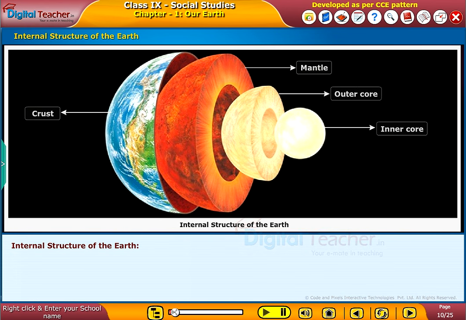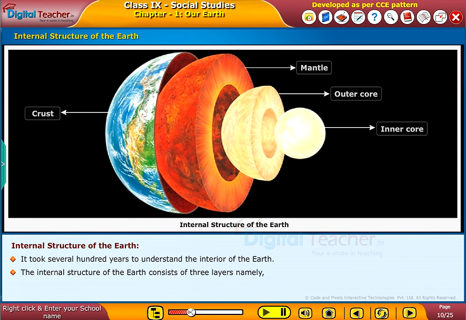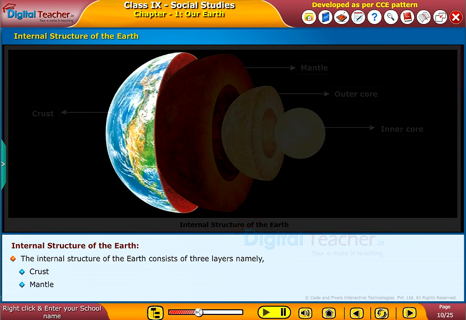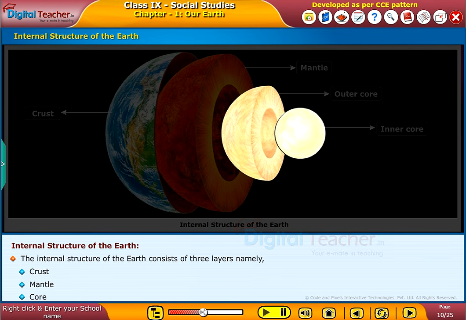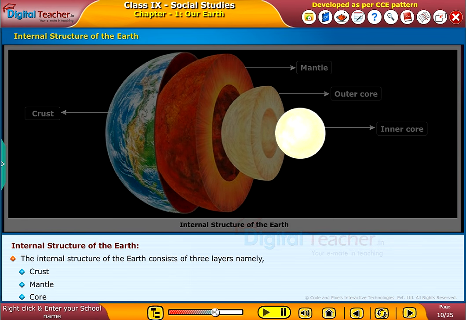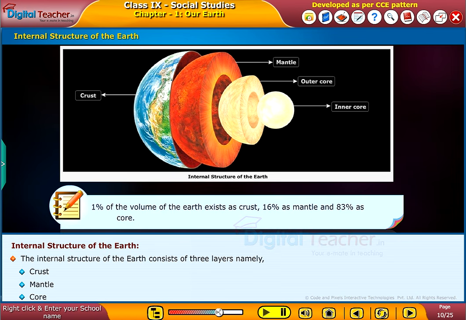Now, let us look at the internal structure of the Earth. It took several hundred years to understand the interior of the Earth. The internal structure of the Earth consists of three layers, namely crust, mantle, core. The core is divided into two sublayers, that is, outer core, inner core. Note: 1% of the volume of the Earth exists as crust, 16% as mantle, and 83% as core.